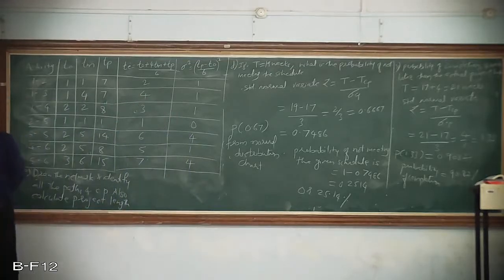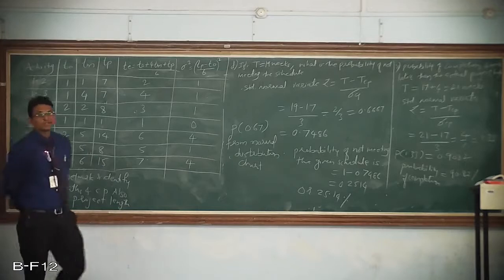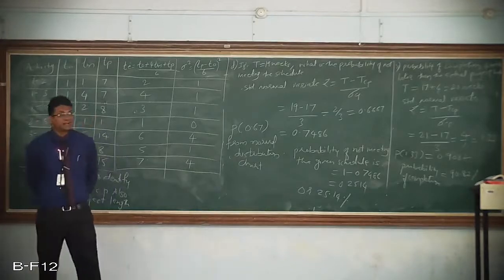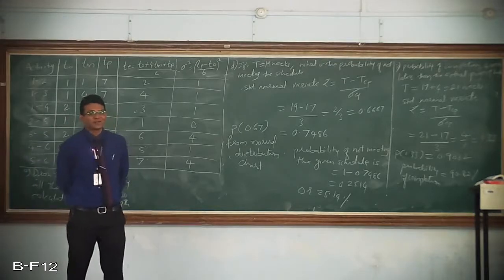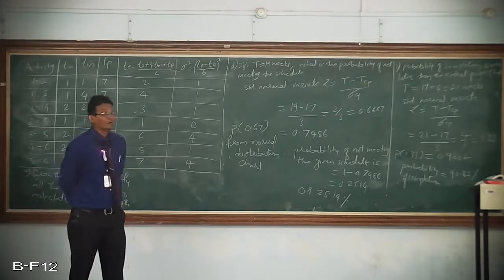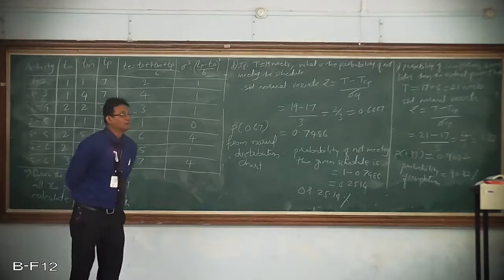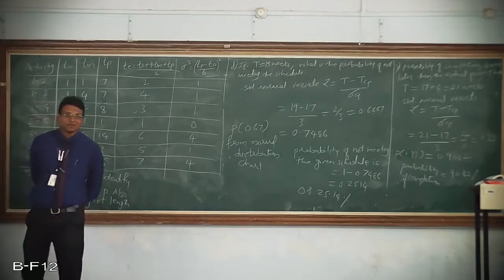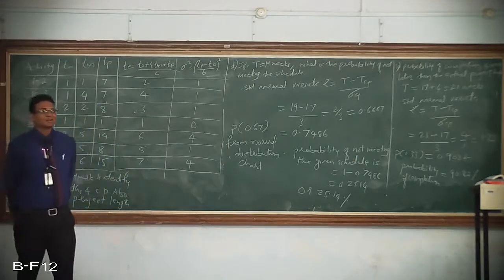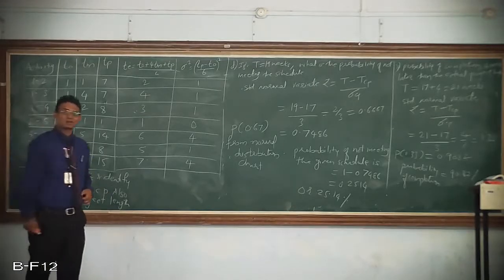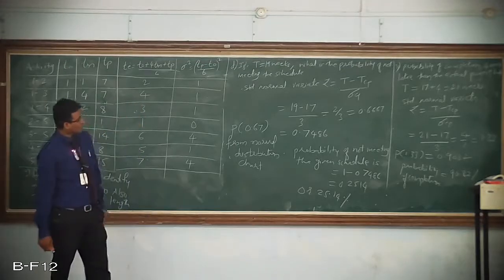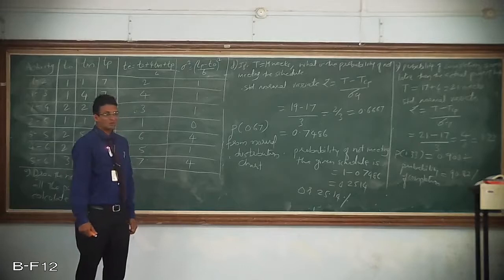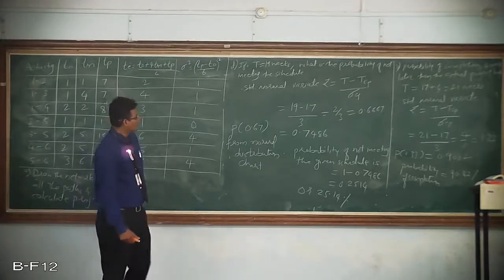Hope this is clear. This is very simple. Only they have twisted the wording so that you should get confused and find only the probability of meeting the schedule. But they have just introduced the word "not". So because of that, you need to calculate the probability of not meeting the schedule and not the probability of meeting the schedule.